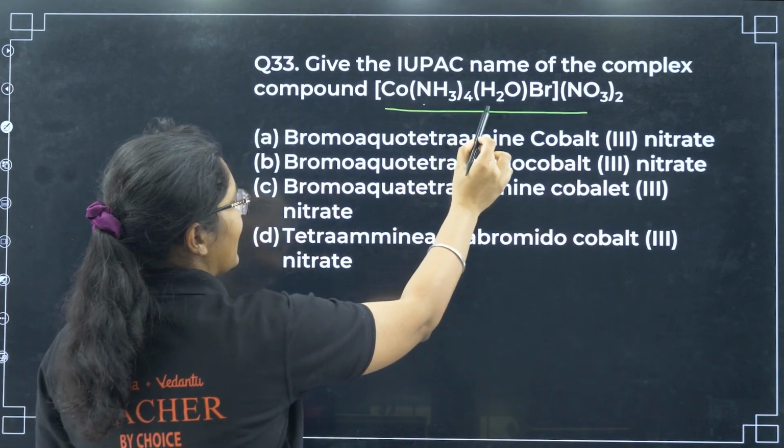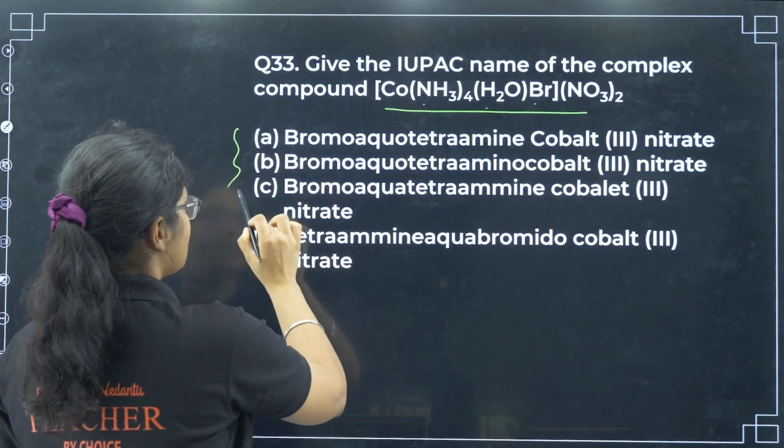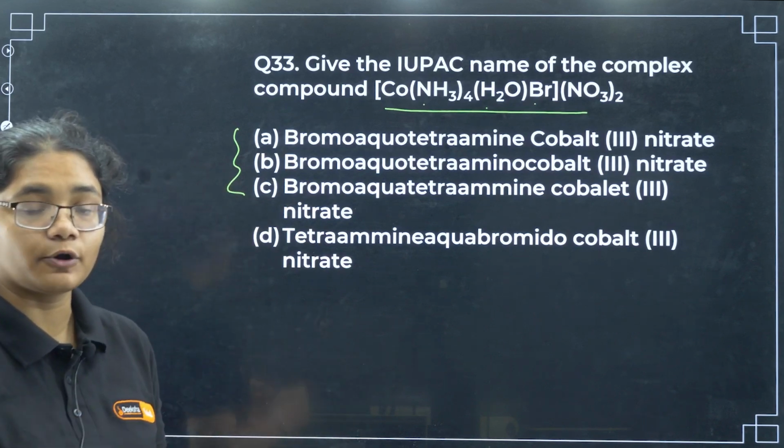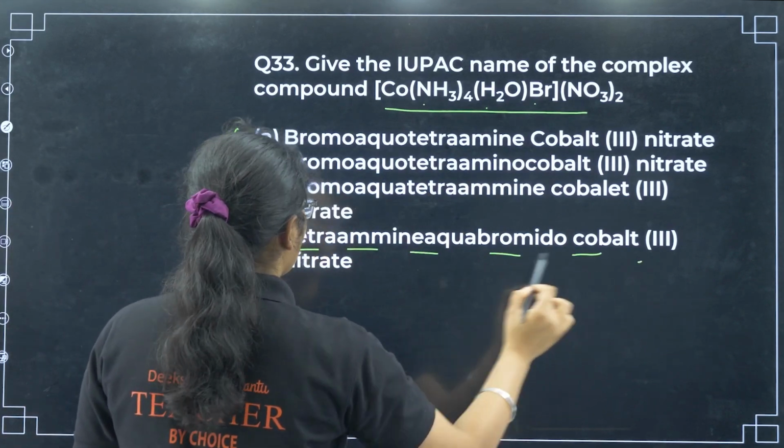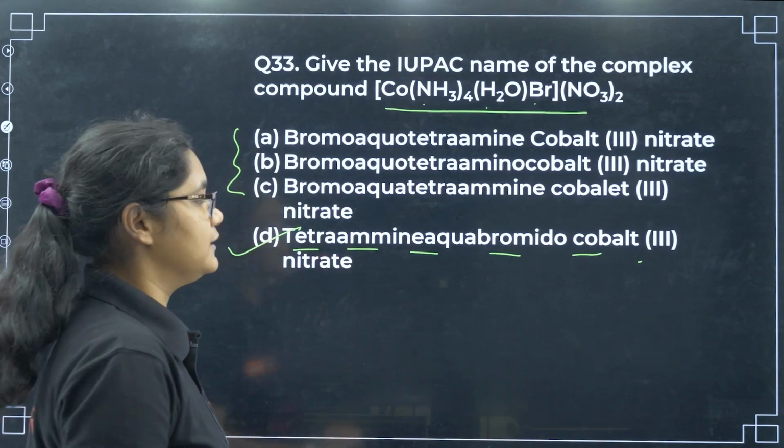Next, the IUPAC name is given, you have to identify the IUPAC name. So we have ammine, aqua and bromo. Bromo will not come at the start because we have to follow alphabetical order. So definitely tetraammineaquabromidocobalt(III) nitrate, option number D here.